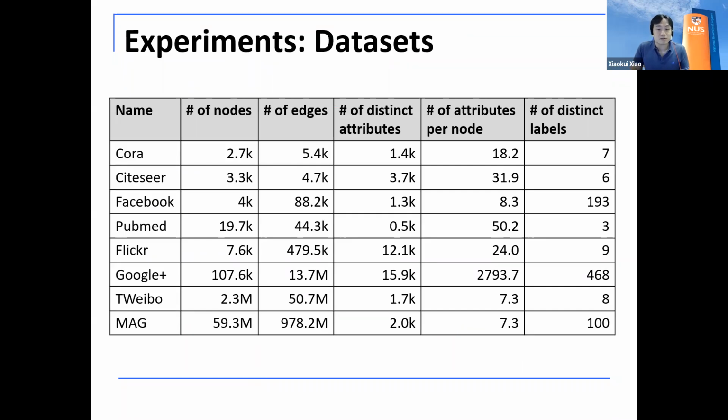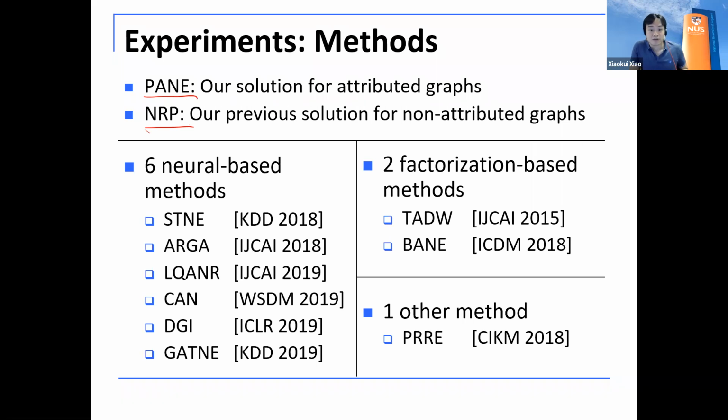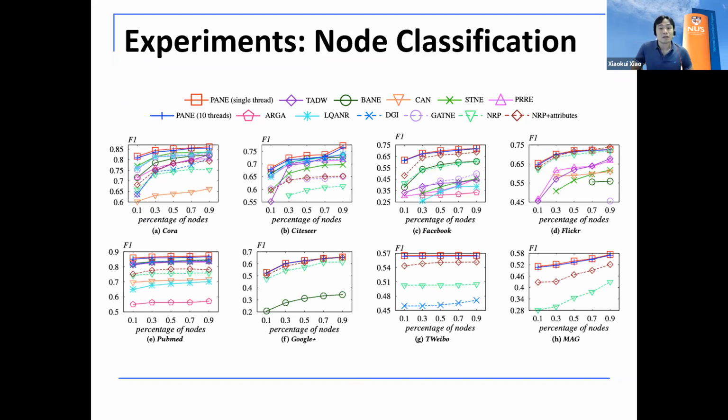So in our experiments, we use a variety of data sets with up to 59 million nodes and almost a billion edges. And we compared our solution, which is called PANE, for attributed graph embedding, with our previous solution for non-attributed graph embedding, as well as 9 state-of-the-art approaches. So 6 of them are based on neural networks, while the other 3 are based on factorizations and some other approaches. And the default embedding dimensionality is still 128. And by default, all methods would use a single thread.